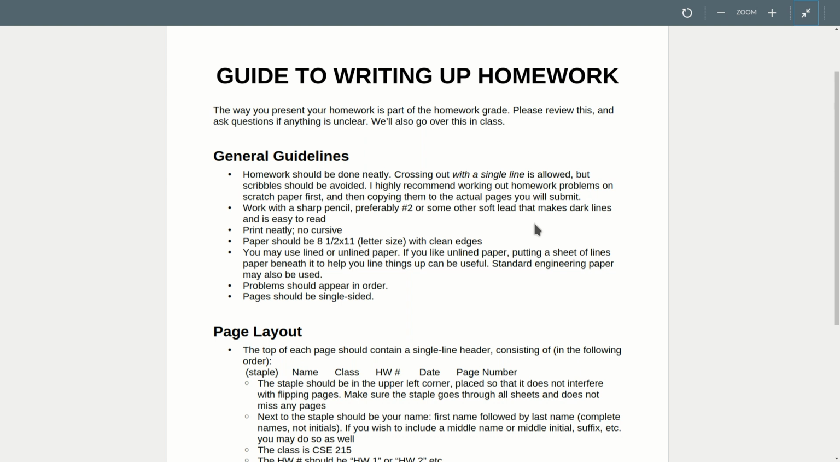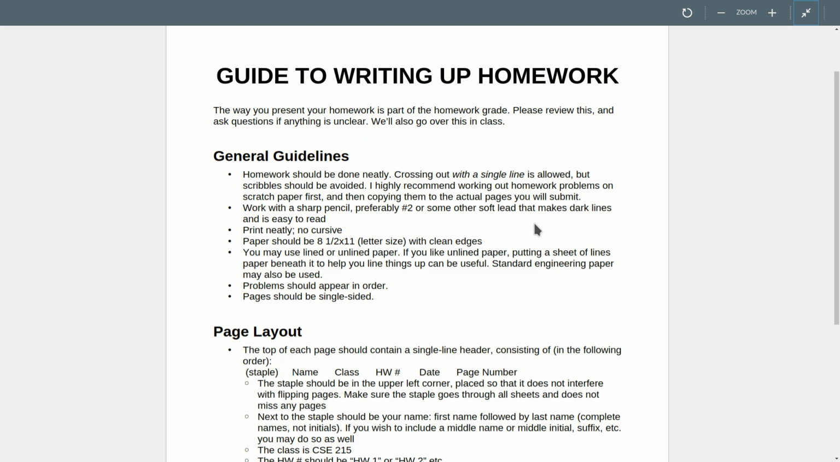Highly recommend working out homework problems on scratch paper first. Okay, figure out how you're going to write the solution, how you're going to develop the proof, how you're going to do this calculation, and so on. And then when you've got that figured out, put it onto the sheet that you're going to turn in. Unless you like the gamble of can I do this right without making a mess out of it the first time.